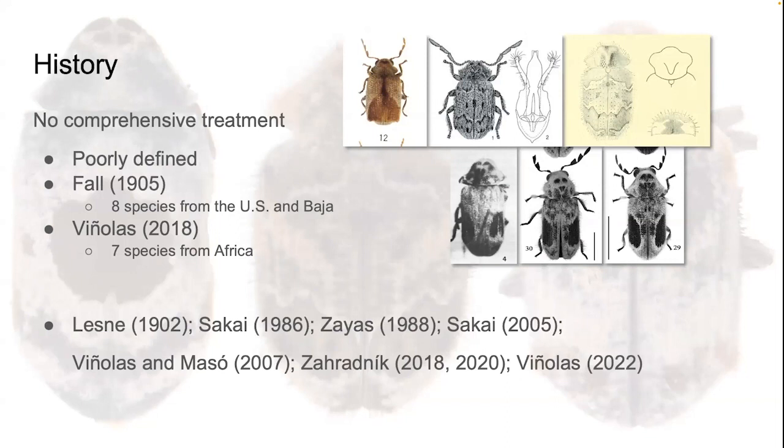The only treatments that treat more than one species description are Fall 1905, who did some species from the US and Baja. It was just a few descriptions and a key. And Viñolas in 2018 for the seven species in Africa. That's a really good work. It's got a lot of good figures. And so that's basically it for the world fauna. And then the ones at the bottom there, those eight are all publications that have some sort of figure. Outside of that, all the other species have no real good diagnosis, and the descriptions are usually fairly poor.